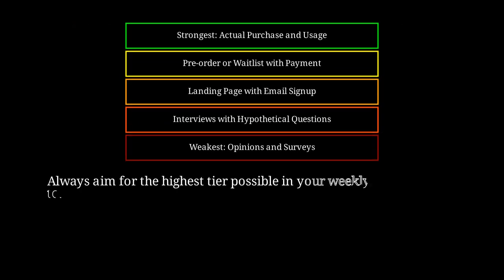Your goal in the weekly validation loop is to reach the highest tier of evidence possible within 7 days. This often means using AI to rapidly prototype something that appears real enough to trigger actual behavioral commitment. Here's where AI becomes transformative. Let me give you specific examples of how AI accelerates testing.